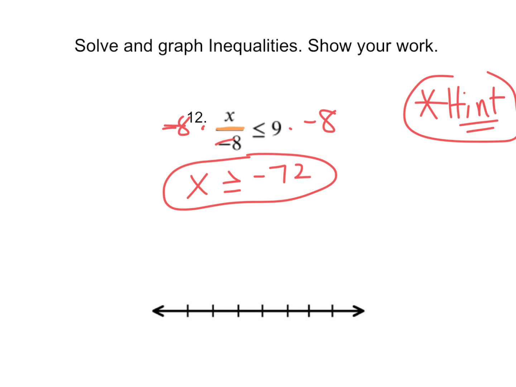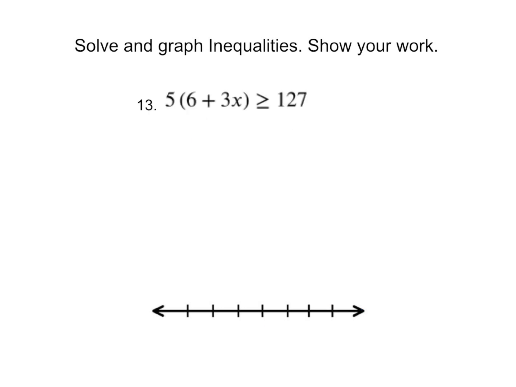Okay, so on my number line, it's going to be a closed circle, and I need -72 on here, and then -71 would be here, and -73 would be here. Okay, so closed circle on -72, because it's greater than or equal to, and then numbers that are greater than or equal to -72 point to the right.